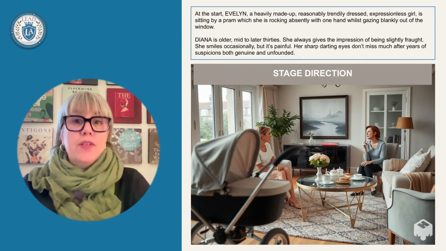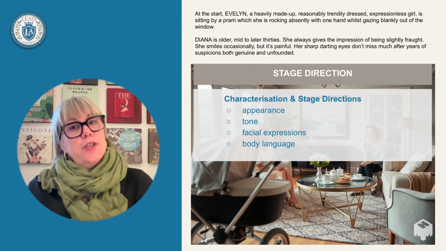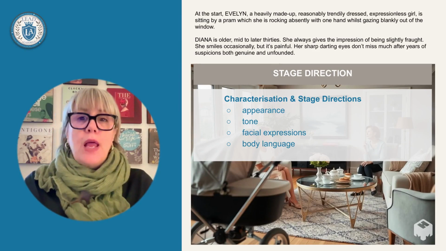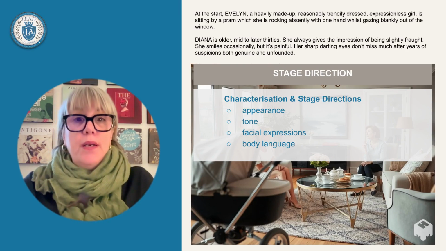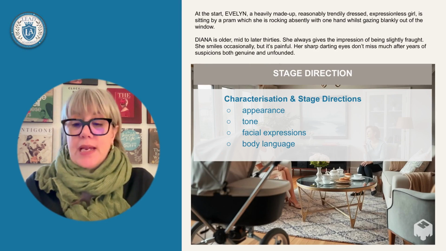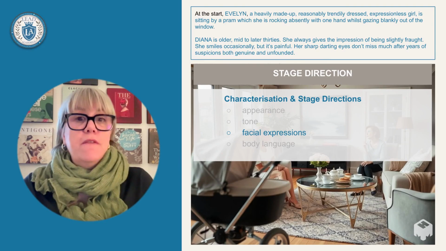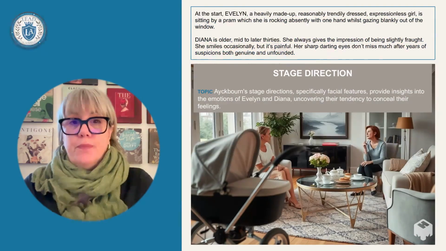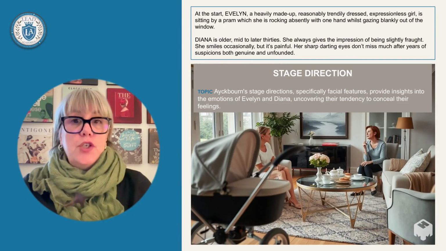Let's begin with stage directions. When analyzing character through stage directions, look for language indicating appearance, tone, facial features, and body language. All four of these are present in the stage directions above, but we'll be focusing on just one of these, facial features. In expressing your analysis in writing, begin with a topic sentence as shown here.